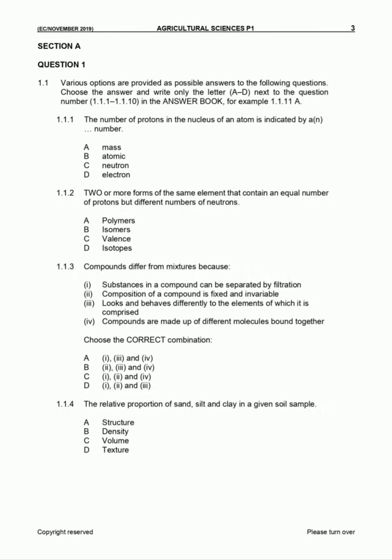Okay, so 1.1.3, compounds differ from mixtures because: one, substances in a compound can be separated by filtration. Two, composition of a compound is fixed and invariable. Three, looks and behaves differently to the elements of which it is comprised. Four, compounds are made up of different molecules bound together.